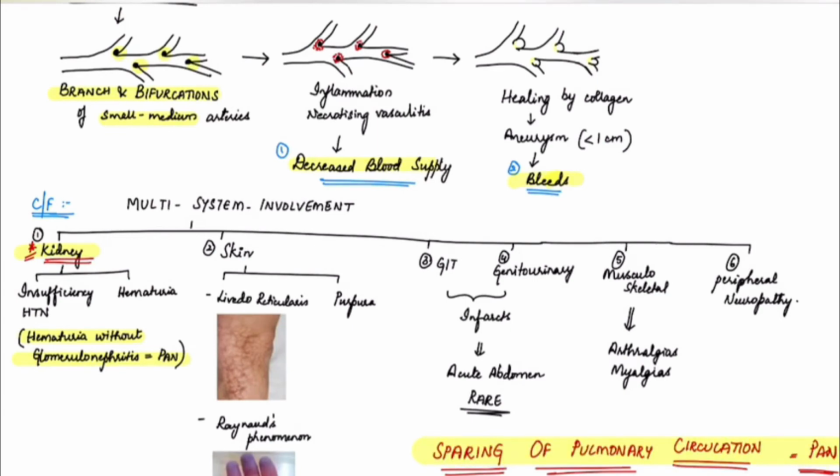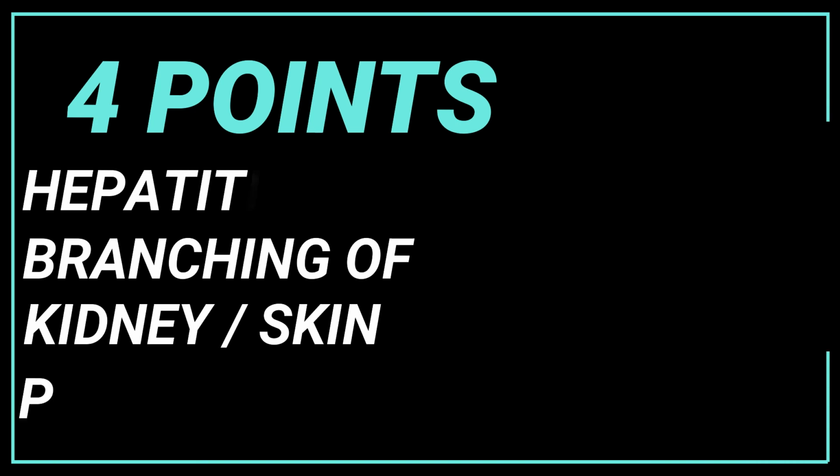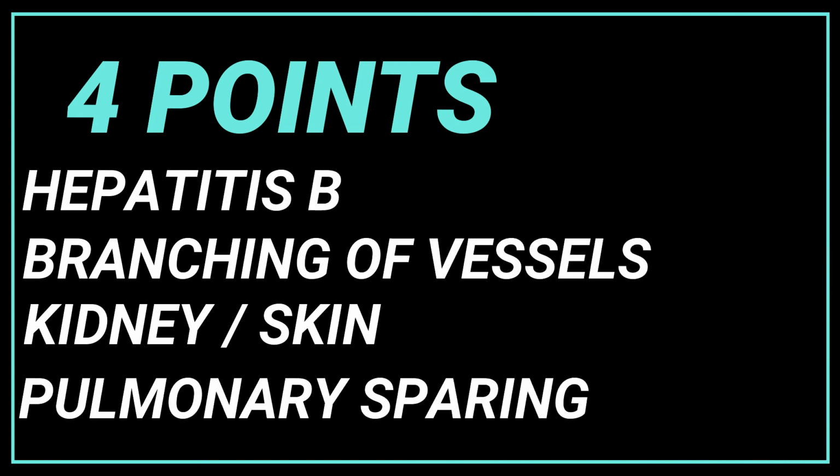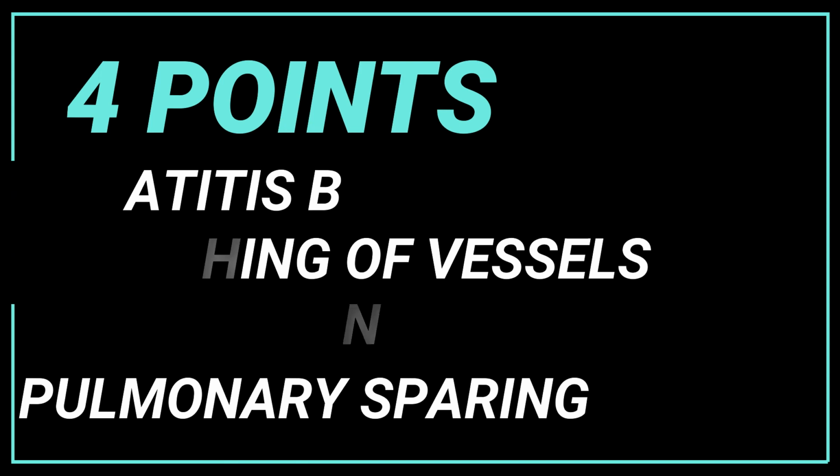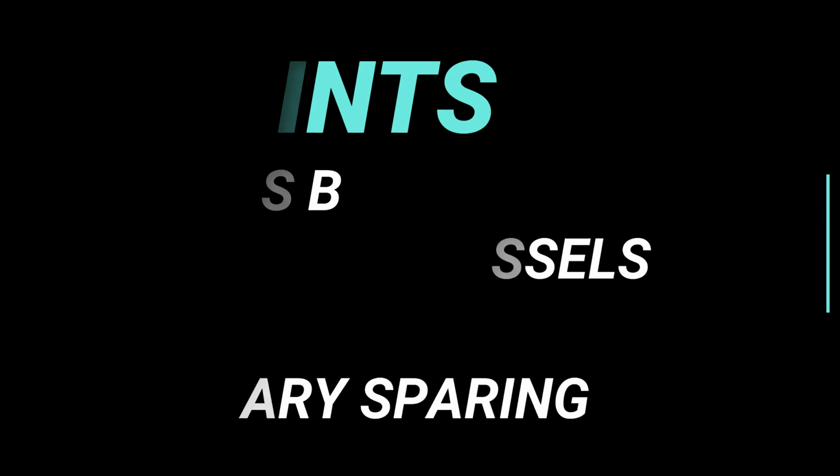Then very important to remember is there is sparing of pulmonary circulation. So there will be no complaints like cough, hemoptysis or cavity formation on a chest X-ray. Now the 4 important points to remember include association of hepatitis B, lesions at the branching of blood vessels, involvement of kidney and skin, sparing of pulmonary circulation.